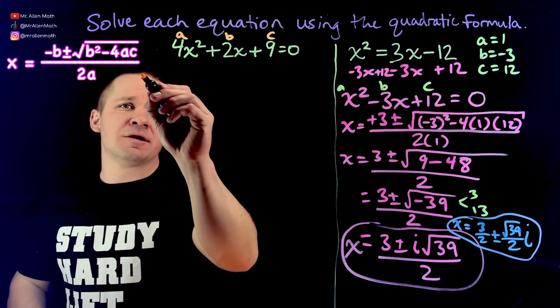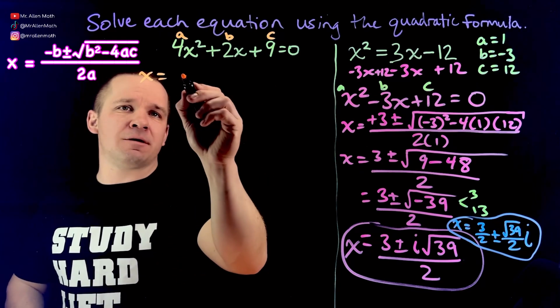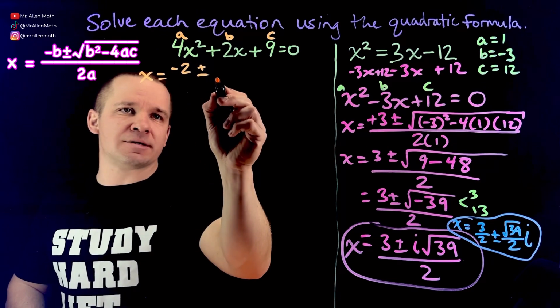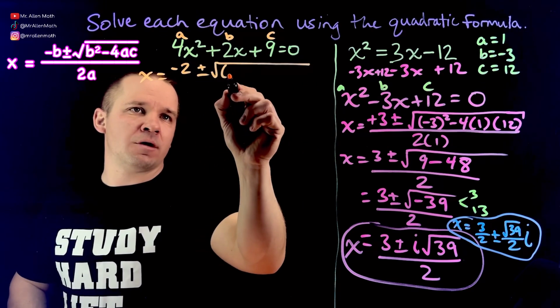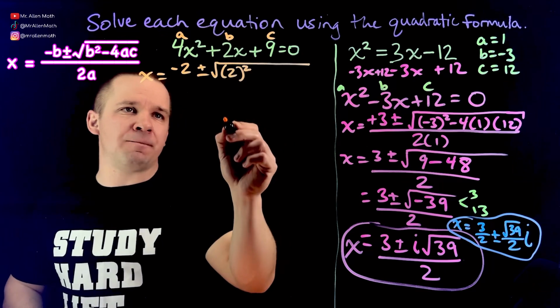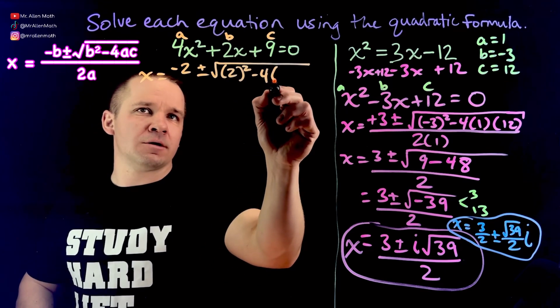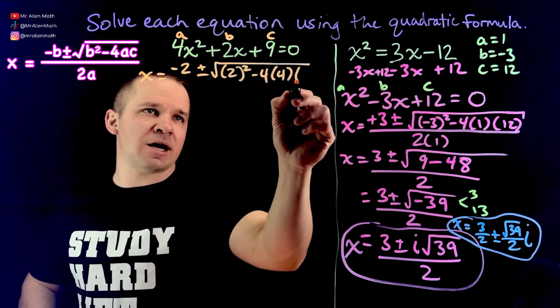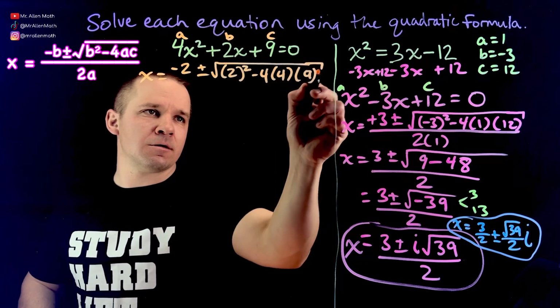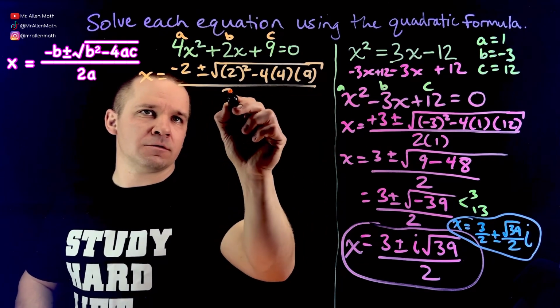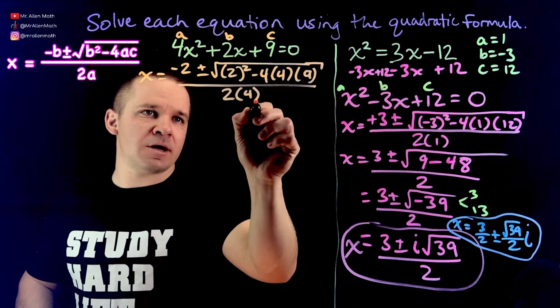Everybody back off. So I got X equals opposite of B, so negative 2, plus or minus square root of, so 2 squared now, B squared minus 4 times A times C, all over 2 times A.